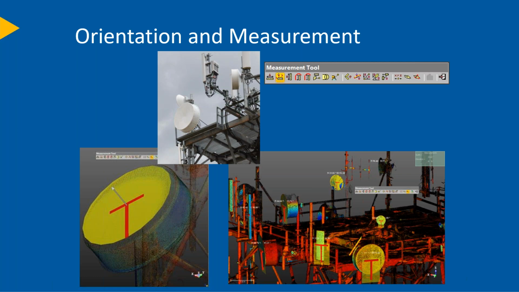Also orientations. I've heard examples of people using laser scanners to check the orientations on communications antennas to make sure that they're oriented correctly, measuring the slope of building roofs, or even checking the slope on handicap access ramps to make sure that they're at the proper slope.